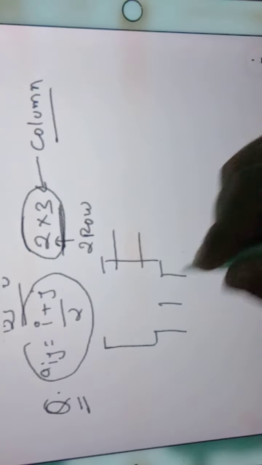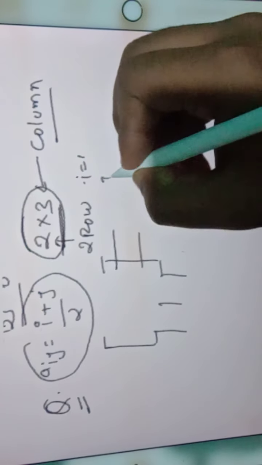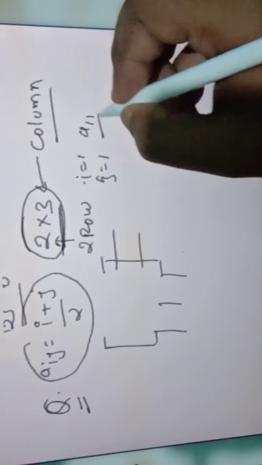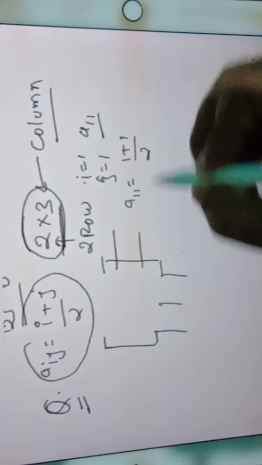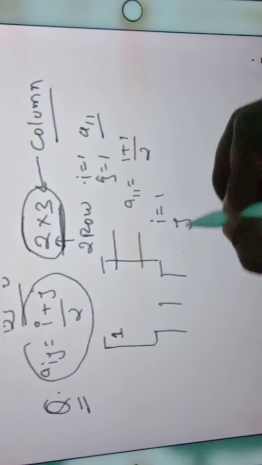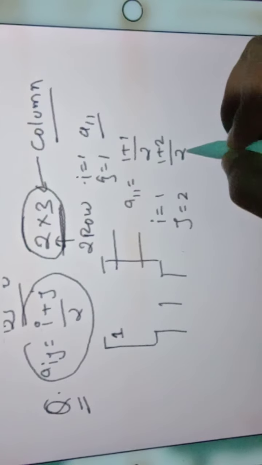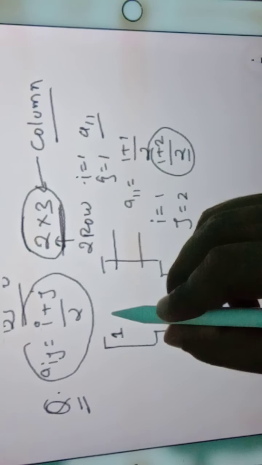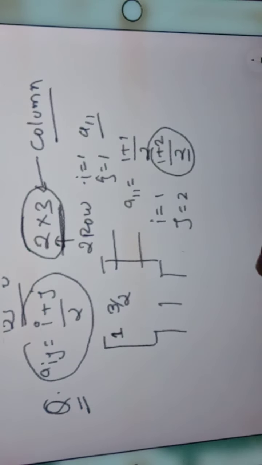Here if we take i equal to 1, j equal to 1 for a11, then a11 is equal to (1 plus 1) by 2, that is 1. Similarly for i equal to 1, j equal to 2, (1 plus 2) by 2, that is 3 by 2. So write it here 3 by 2. Like this you can write the elements.